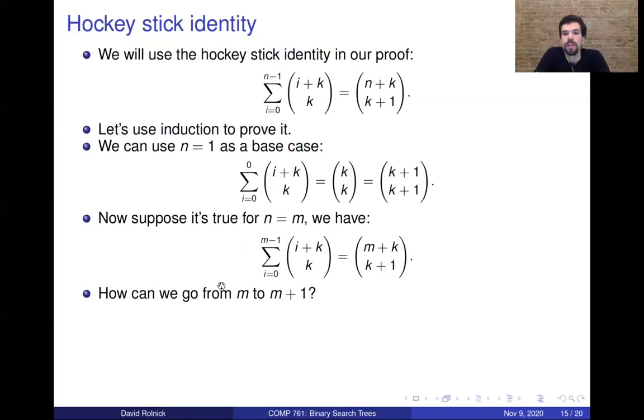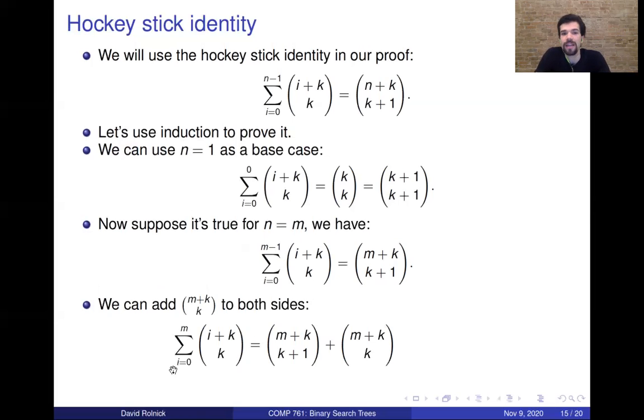Yeah, in general, if you have a sum going up to m minus 1 and you're trying to make it a sum going up to m, well, you just add the thing. The thing is this term, m plus k choose k. You add it to both sides. We know that this is true because we assume this is true. We add m plus k choose k to both sides. On this side, it becomes the sum we want. On this side, we have the sum of these two things.